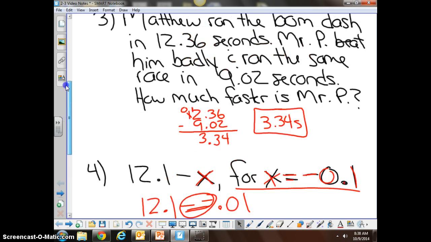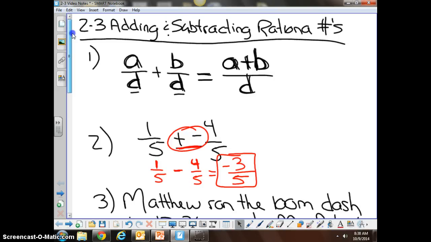2-3, adding and subtracting rational numbers.